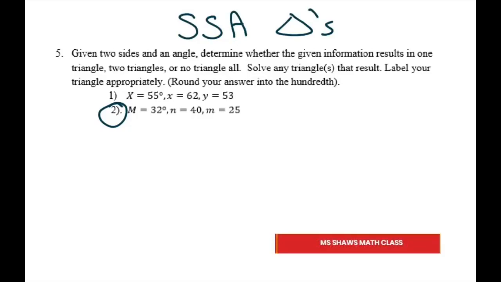Hi everyone. Given two sides and an angle, determine whether the given information results in one triangle, two triangles, or no triangle at all. And then we have to solve any triangles that result. We have to label our triangle and round your answer to the nearest hundredth. And we're doing problem number 2.